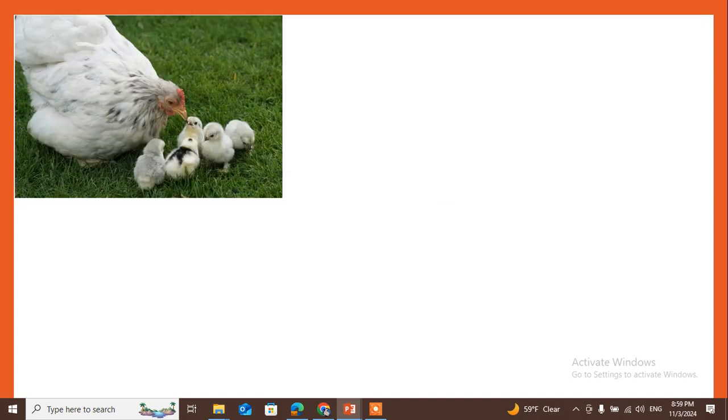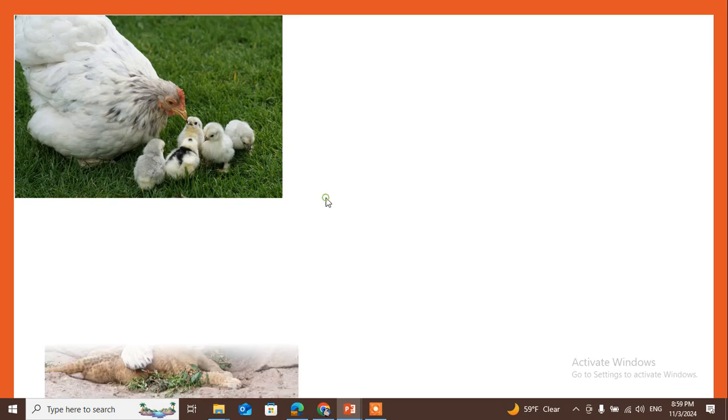Now, some baby animals look like their parents, and some animals don't look like their parents. Look at this picture here. This is a chicken and its chicks or its babies. Do they look like each other? Yes, they have a beak, they have feathers, they have wings.